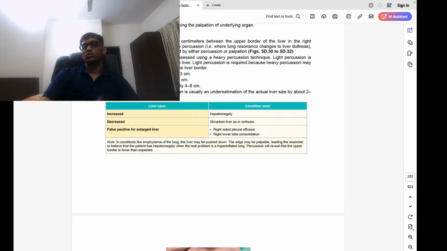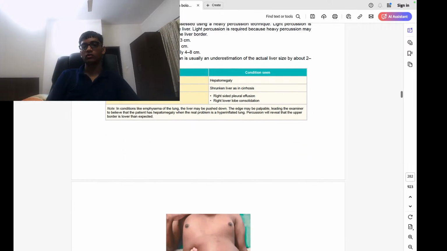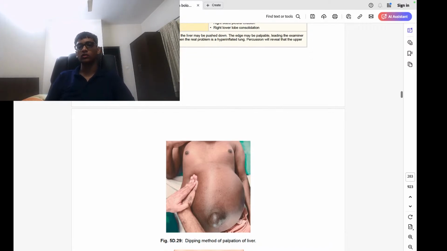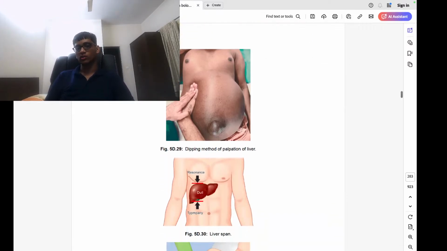Note, in conditions like emphysema of the lung, the liver may be pushed down. The edge may be palpable, leading the examiner to believe that the patient has hepatomegaly, when in reality it is a hyperinflated lung. Percussion reveals that the upper border is lower than expected.